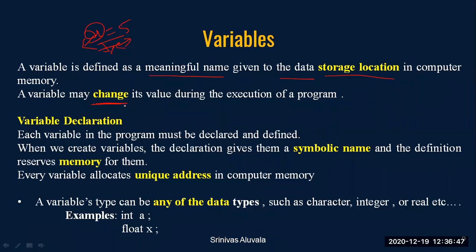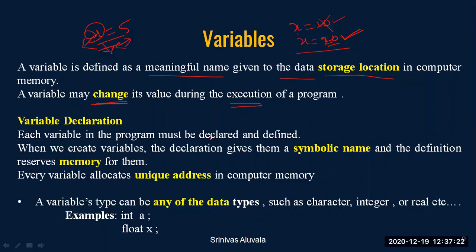Variable means changeable. When I write in my first statement x equal to 10, and in the second statement x equal to 20, then if I ask the computer to print the x value, it prints only 20, not 10. Why? Because in the first line I have written 10, but in the next line for the same name I have written 20. So it is overwritten: in the same memory location, the 10 will be replaced by 20. So I get the value only 20. A variable may change its value during the execution of the program. That's what we call a variable.